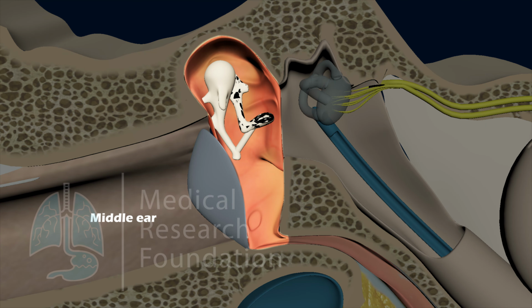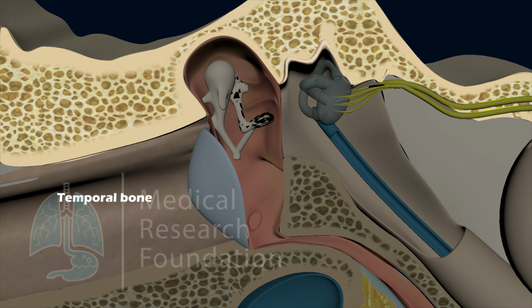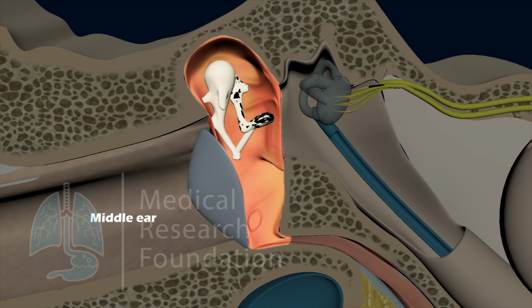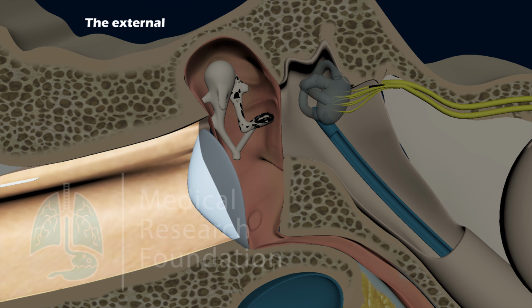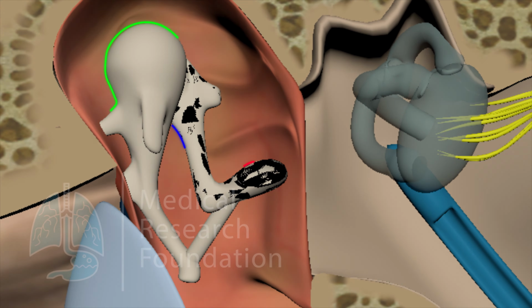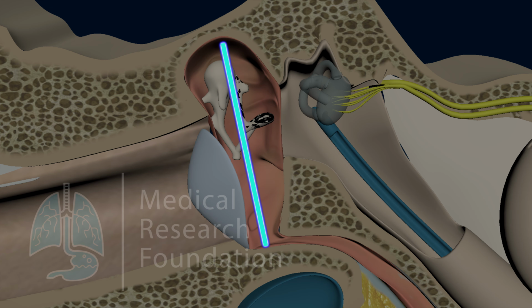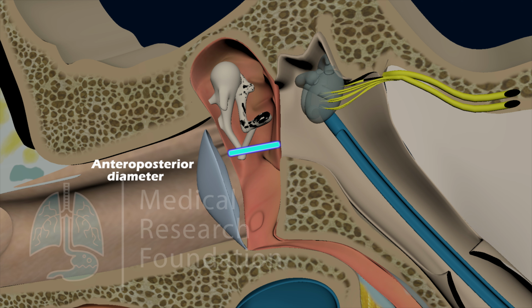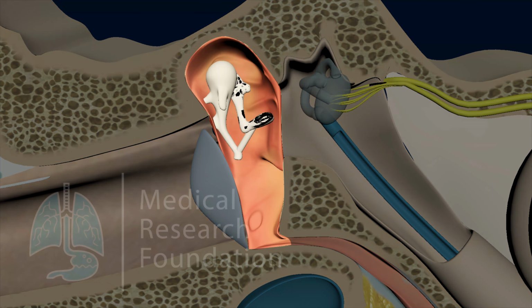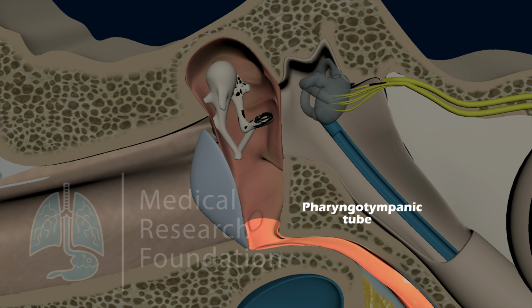The middle ear is known as the tympanic cavity. It is a narrow slit-like space in the temporal bone. The middle ear is situated between the external and internal ear. It contains 3 auditory ossicles. The vertical diameter of the middle ear is 15 millimeters, and the anteroposterior diameter of the middle ear is 15 millimeters. The middle ear communicates with the nasopharynx through the pharyngotympanic tube.